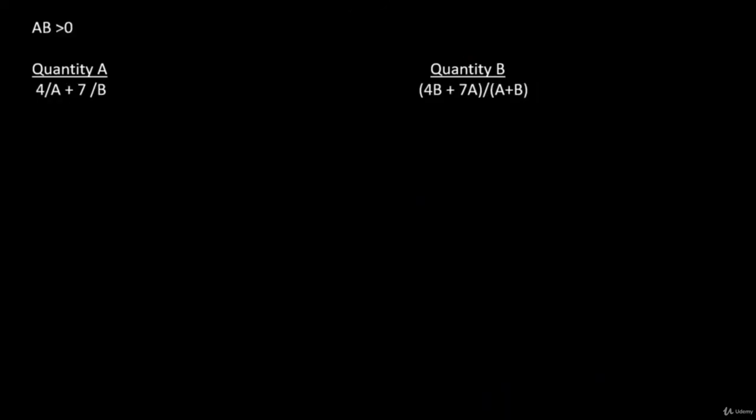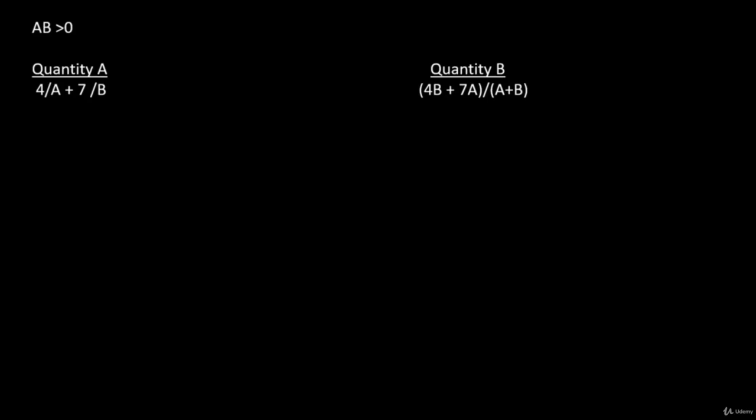Let's do this question. In the question stem, it's mentioned that AB is greater than 0 and quantity A is 4 by A plus 7 by B, and quantity B is 4B plus 7A divided by A plus B. Pause the video, give it a try, and then let's do it together.